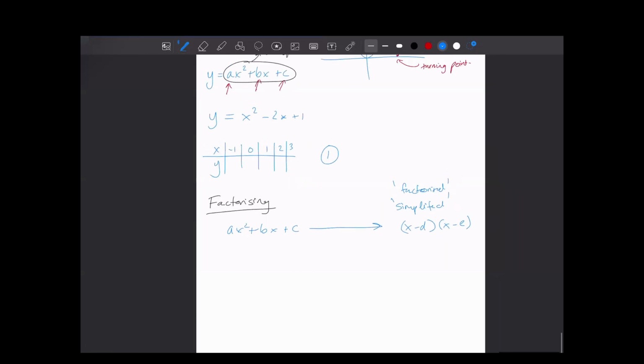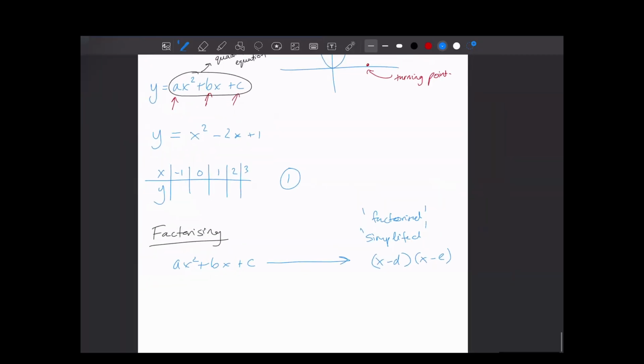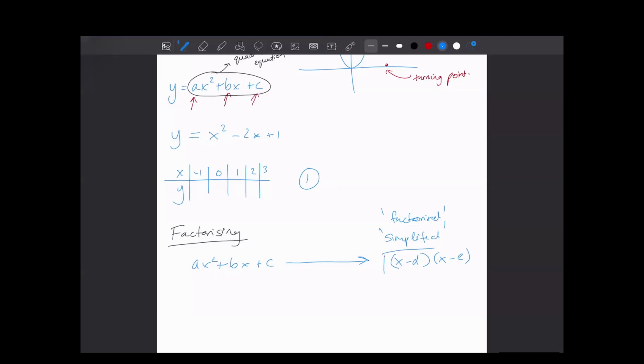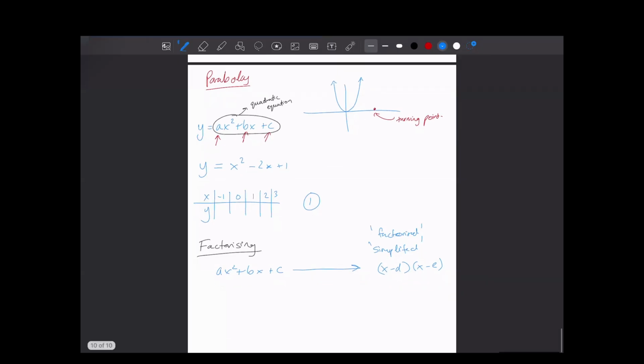Now, I'll ask a couple questions. First, why do you think this is simple, or why do you think this is nice? Remember, our ultimate goal is to sort of graph this parabola. If we get it in this form, why is that pretty nice? It helps you find the two x values. Really good. It helps us find the two x-intercepts.